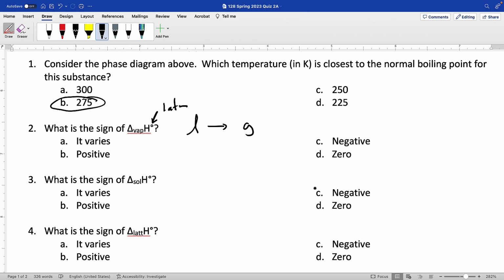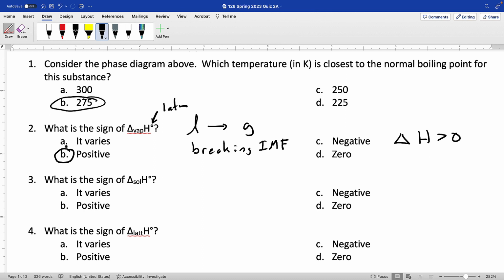So if we're going from liquid to gas, that means we're going to be breaking IMFs. So if you're breaking IMFs, that's going to cost you energy. Whether you break a full-on covalent bond or ionic bond or just an IMF, that's going to cost you energy. Breaking bonds or IMFs costs you energy. So we have to put energy into the system. So that means that delta H is a positive number. We're putting energy in.